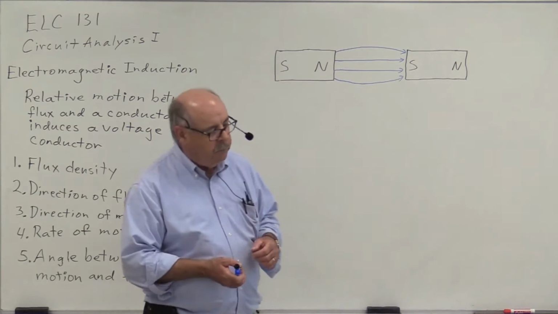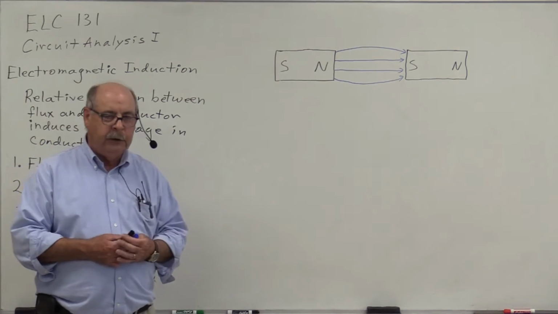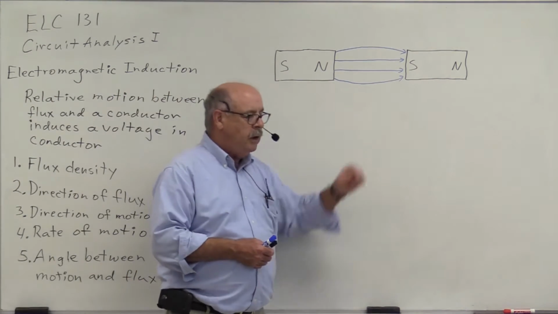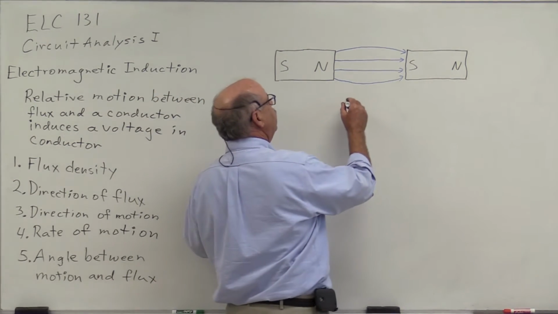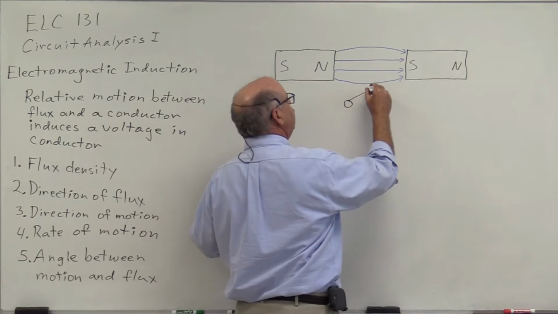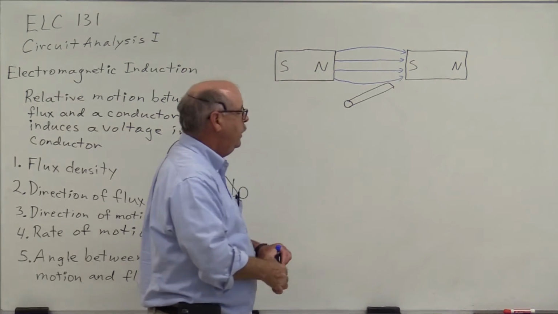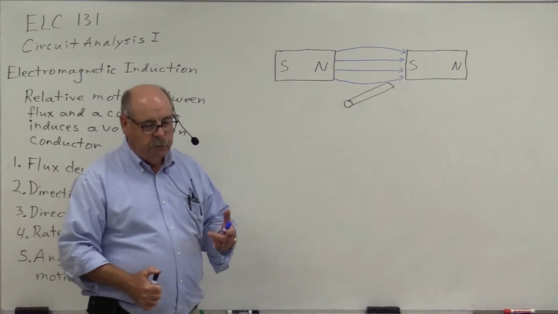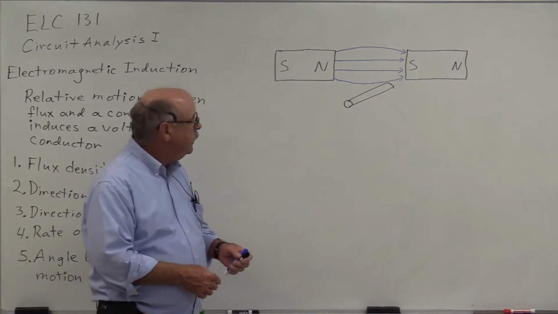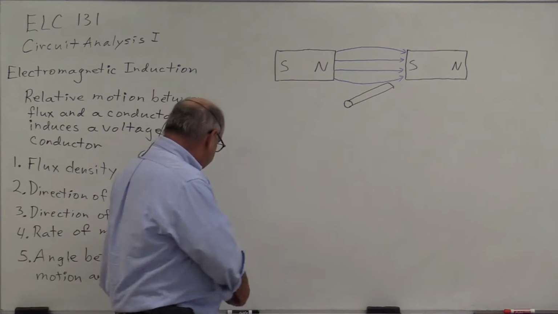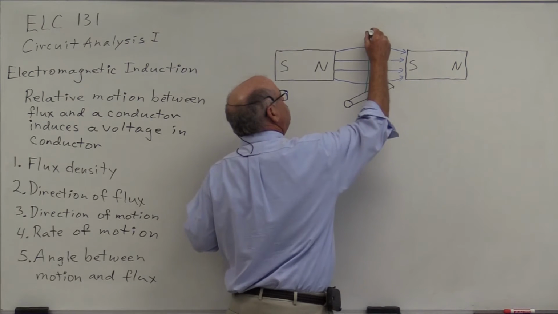So let's take a look at what's going on here. We see a magnetic field that's developed between the north and south poles of two magnets. And what I'm going to do is take a conductor, and I draw this conductor somewhat at an orthogonal view, so we're not looking at just the end of it. And I'm going to move this conductor up through this magnetic field.